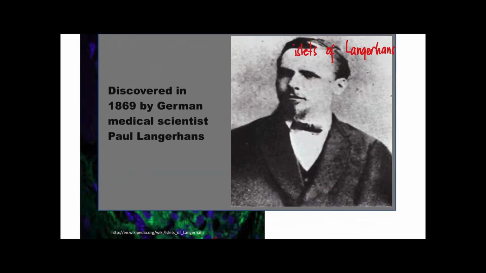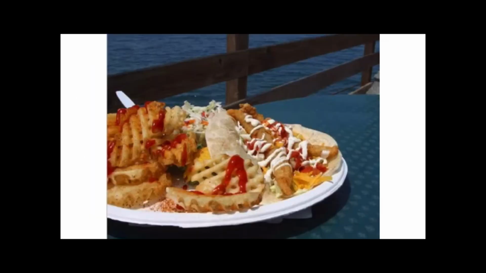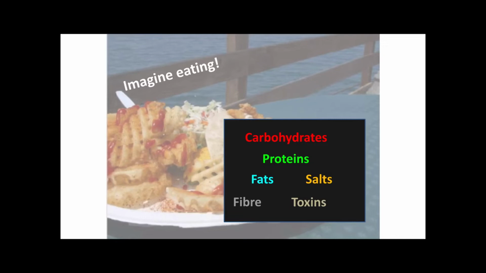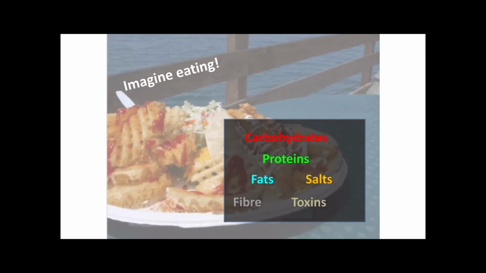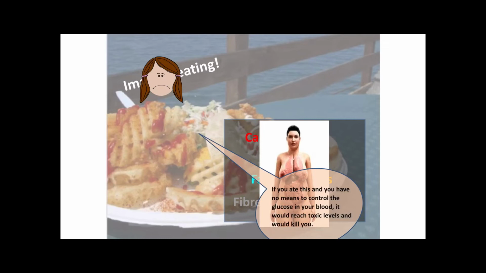And incidentally, this islets of Langerhans was discovered by Paul Langerhans in 1869, so the name was coined to him, and he was just 21 years old when he discovered these islets. To further understand the roles of these hormones, particularly the insulin, let's imagine eating. So the foods that we eat usually contain carbohydrates, proteins, fats, salts, fibers, or even toxins. So have you ever think of how your body deals with this intake? If you ate this and you have no means to control the glucose in your blood, it would reach toxic levels and eventually it would kill you.